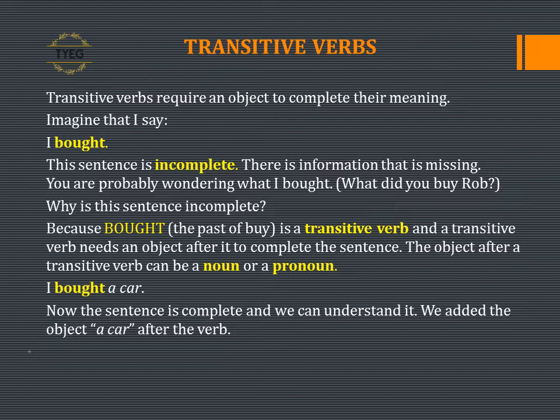Because bought, the past of buy, is a transitive verb, and a transitive verb needs an object after it to complete the sentence. The object after a transitive verb can be a noun or a pronoun. I bought a car. Now the sentence is complete and we can understand it. We added the object a car after the verb.